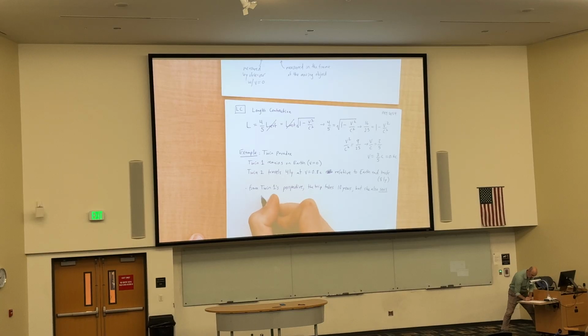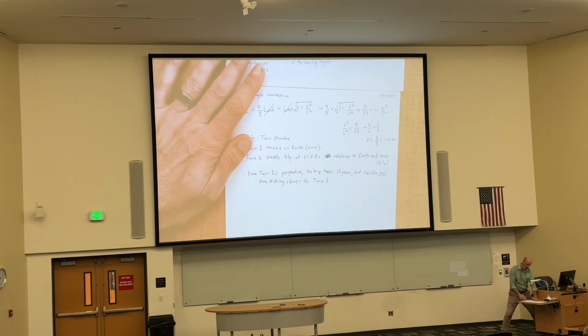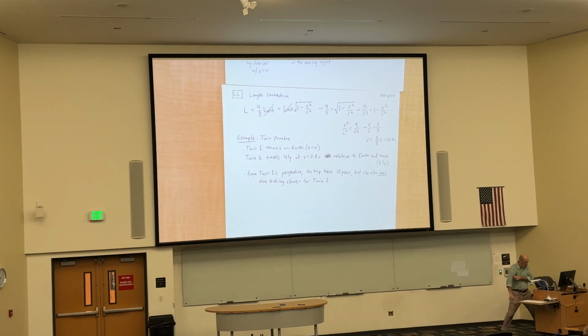But she also sees time ticking slower for twin 2. And so we can use time dilation to figure that out, to figure out what she sees happening with the clock on twin 2's spaceship. Okay, and so that's time dilation.